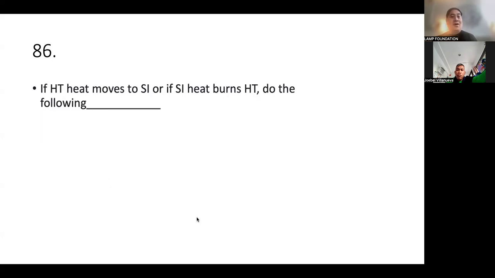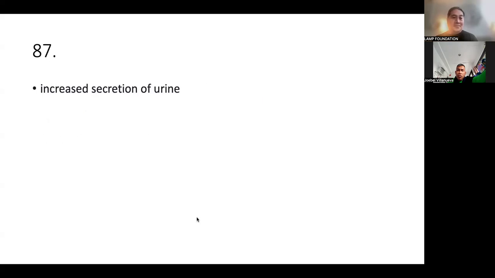If the heart heat moves to the small intestine, or if small intestine heat burns the heart, what is our treatment principle? What do we do? Obviously, if it's hot, it's burning, so we need to clear the fire first, and then let go of the water. That means we need to promote diuresis. The increased secretion of urine is called diuresis.